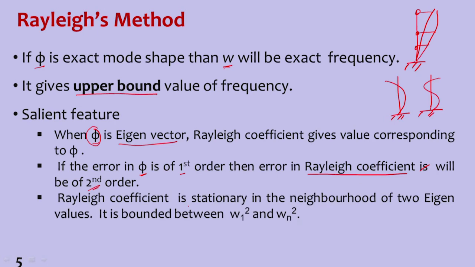Rayleigh's coefficient is stationary in the neighborhood of the eigenvalues. So it is bounded between omega 1 square and omega n square. Whatever mode shape we are assuming, we will get a value in between. The next method is Dunkerley's method. Dunkerley's method is a lower bound method, whereas Rayleigh's method is the upper bound method.